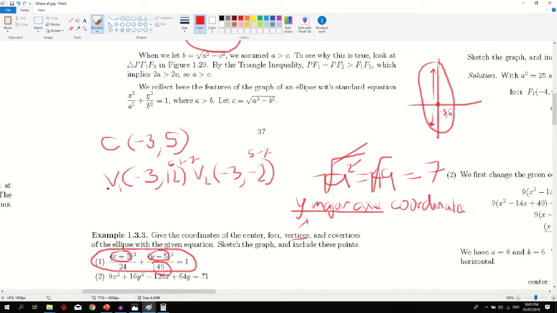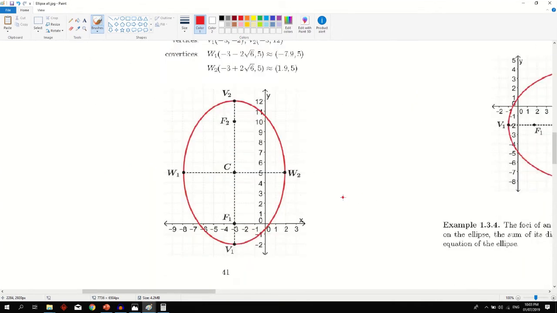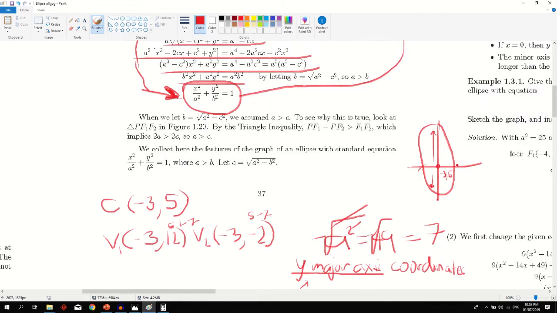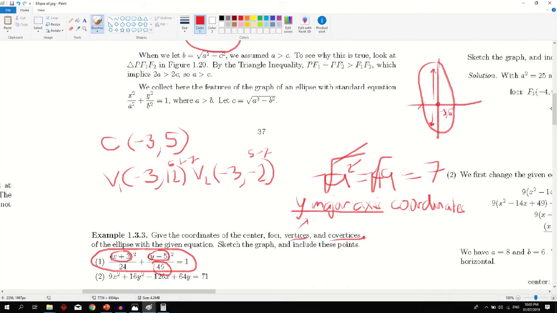The next would be the co-vertex. So the co-vertex is this one, the W. So that is called the co-vertex. Okay, so it's on the minor axis. What is the minor axis of this one? It is x minor axis. Then we put a W and W also there.